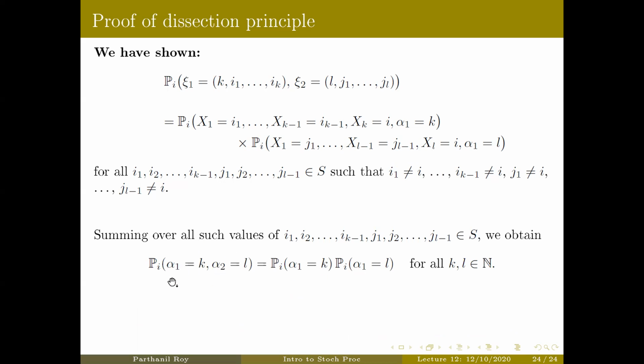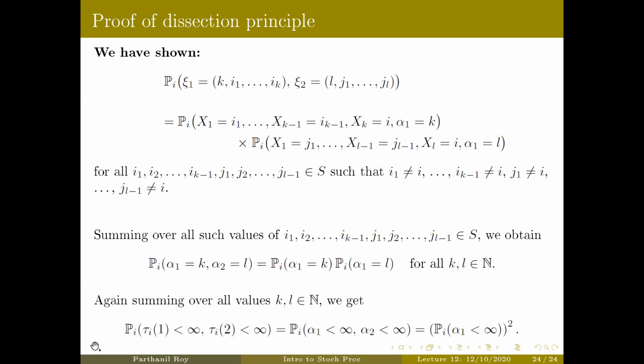Now, if you sum over all possible values of K and L, both being positive integers, the left-hand side here is going to give you the joint probability of alpha 1 being finite and alpha 2 being finite, under Pi, of course. On the right-hand side, your double sum will split into two sums. You will have the sum over K of this thing and then the sum over L of this thing. Both of them would give you the same quantity, Pi of alpha 1 finite. And then therefore you'll have a product of two such, so therefore you'll get a square. So that gives you that this is equal to this.